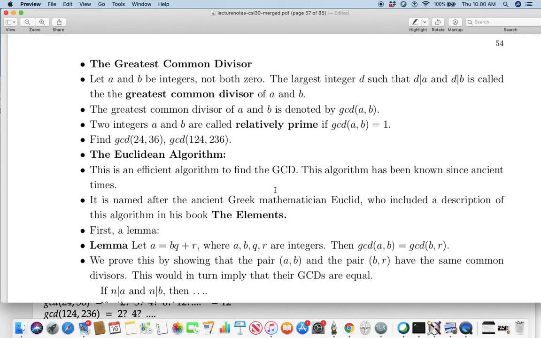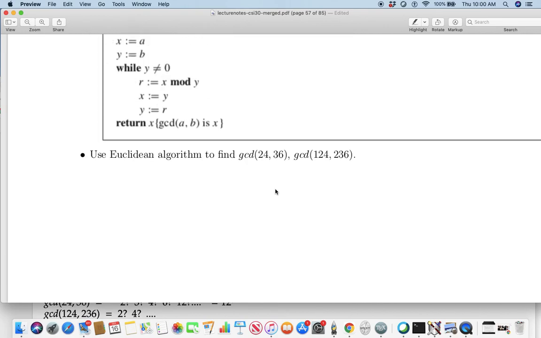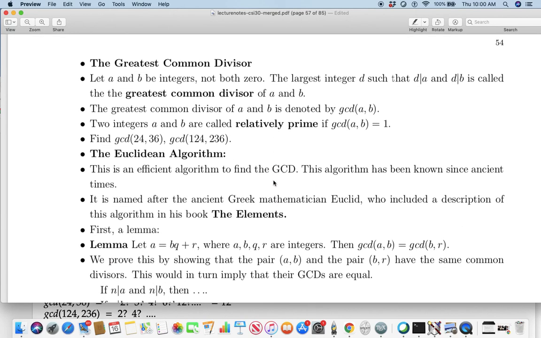Next, we discuss GCD. Okay, greatest common divisor. Let's come to this in our next video.